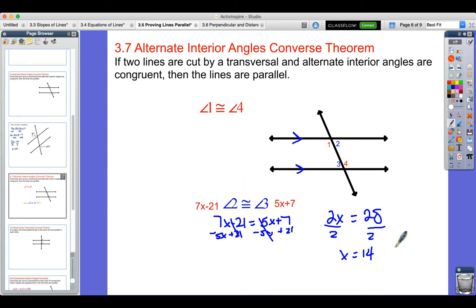Let's plug those in just to double check. So we get 7 times 14 equals 98 minus 21. Let's get 77 on this side. 5 times 14, you get 70 plus 7. Ooh, you get 77 on both sides. Look at that.